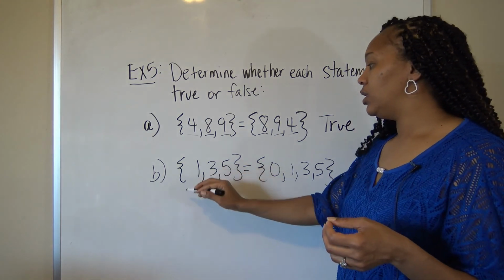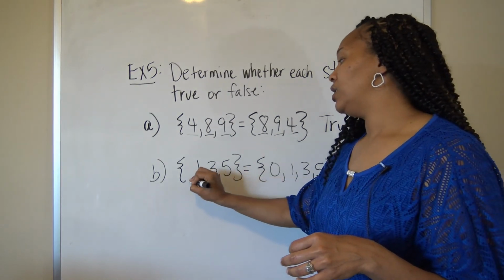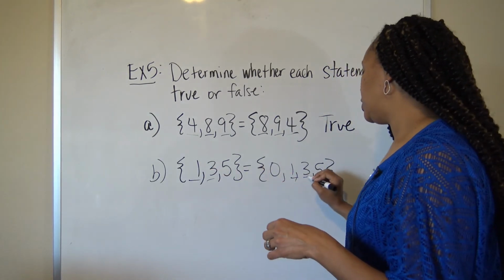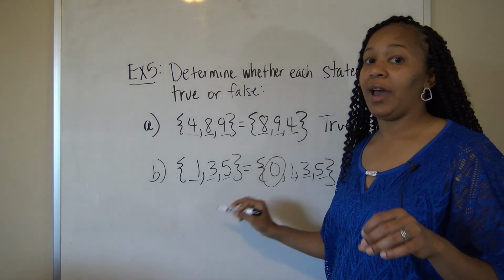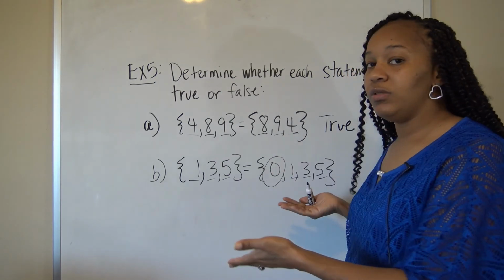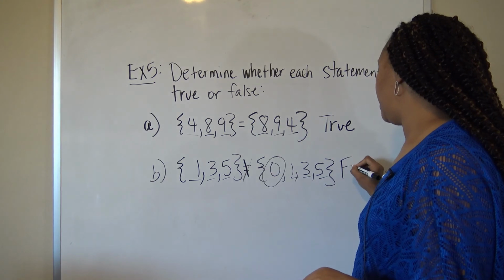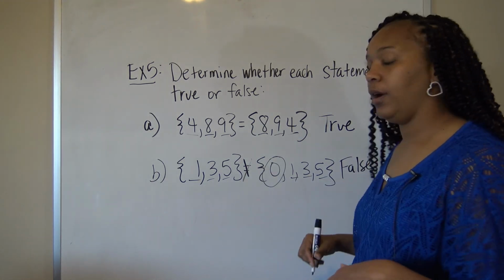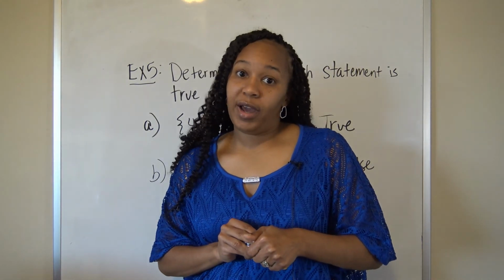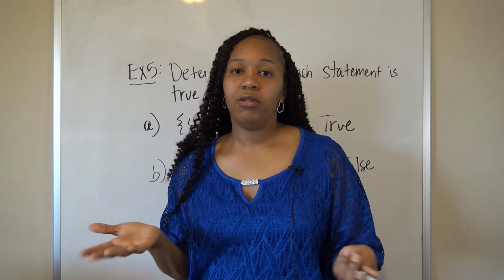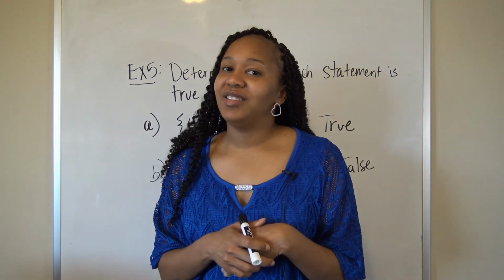Now let's look at this one. This says that the set with 1, 3, and 5 is equal to the set with 0, 1, 3, and 5. Now this set has a 1, this one has a 1, this one has a 3, this one has a 3, this one has a 5, this one has a 5. This one has a 0, but this one does not have a 0. So since these sets do not have all of the same elements, these are not equal, and so this statement would be false. Alrighty, and so that's how you determine whether a set is equal or not. You will look at the elements and compare them, and if they both have all of the same elements, then they are equal sets.